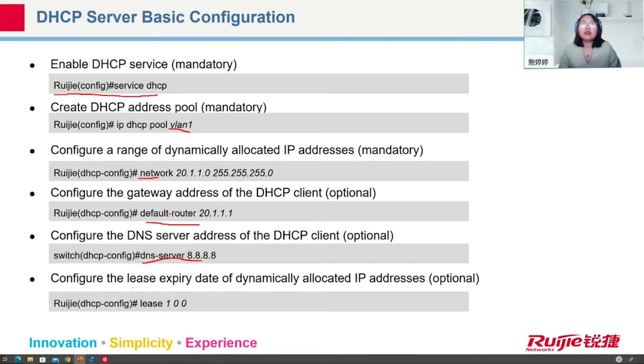And we can also configure the lease expiry time of the dynamically allocated IP address. I remember it is 1 hour, 0 minutes, 0 seconds. No, it's 1 day, sorry. That means this IP address can be used for 24 hours. So this is the DHCP server basic configuration.